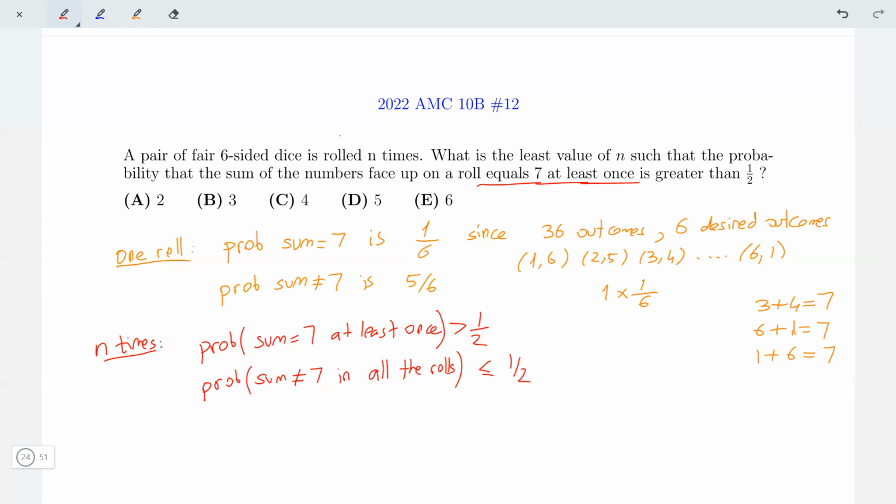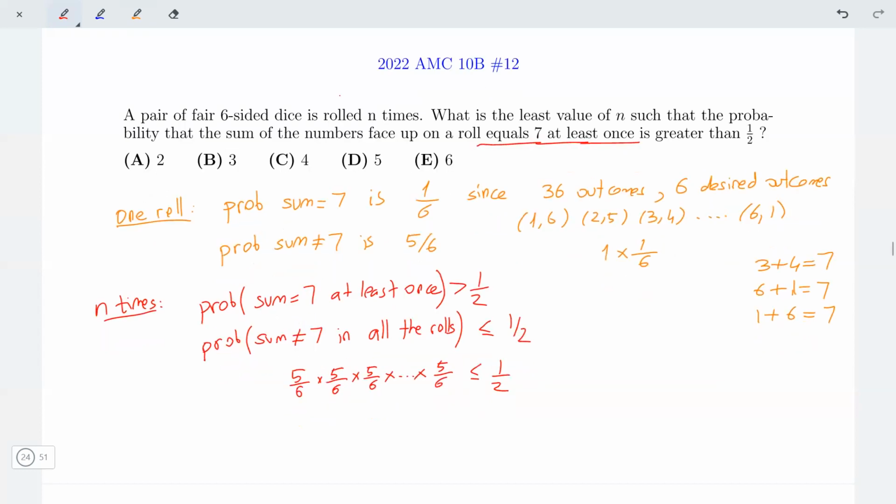Now, to have the sum not equal to 7 in any roll, we want the sum to be not equal to 7 in the first roll. That probability is 5/6. And we want the same thing to happen in the second roll, third roll, etc., in all n rolls. And we want this to be at most 1/2. And this is because they are independent, right? If the sum is not equal to 7 in the first roll, the chance for it not to be 7 in the second roll is still 5/6. Okay, so let's see what this is for various values of n.